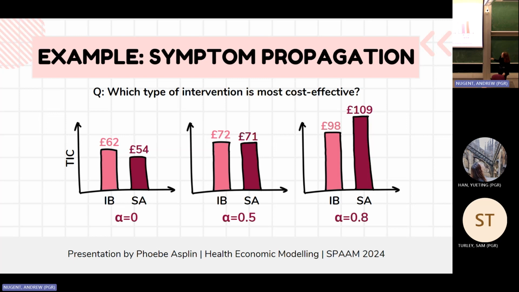And also, if it was below this level, so say it costs £30, then the IB vaccine would still be more cost effective than symptom attenuating, but they would both be cost effective. So now that we've got an idea of which of the two vaccine types is more effective for each value of alpha, we can expand this to look at more questions. So maybe we want to look at which uptake is better.